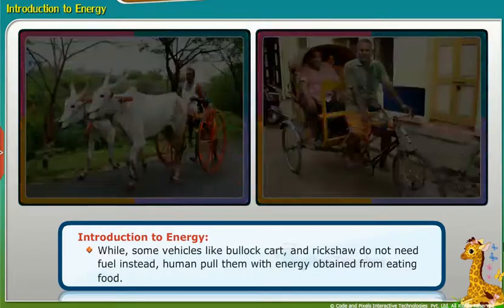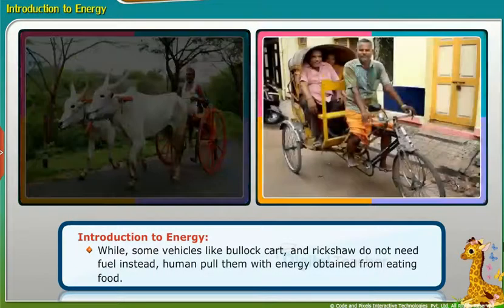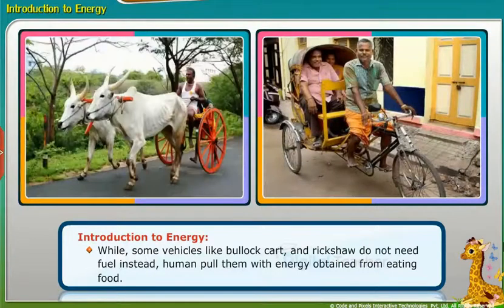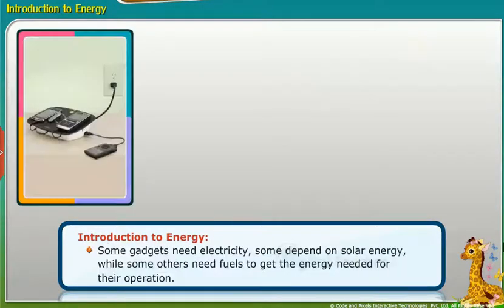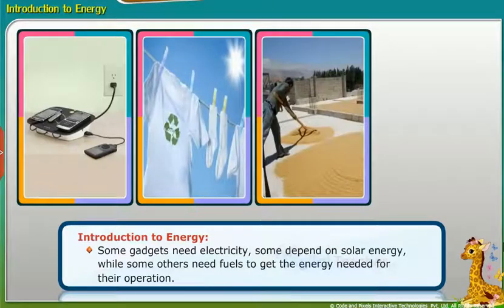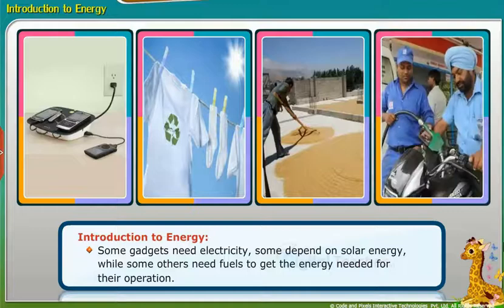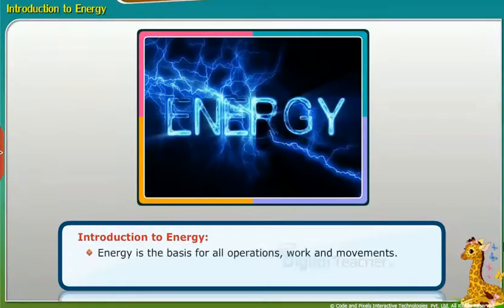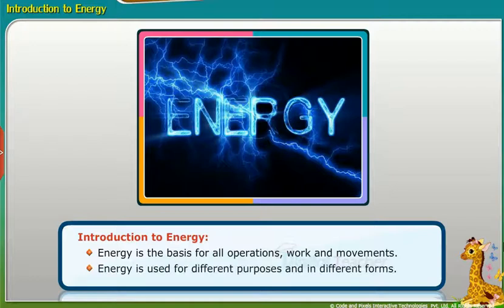While some vehicles like bullock cart and rickshaw do not need fuel, instead humans pull them with energy obtained from eating food. Some gadgets need electricity. Some depend on solar energy, while some others need fuels to get the energy needed for their operation. Energy is the basis for all operations, work, and movements. Energy is used for different purposes and in different forms.